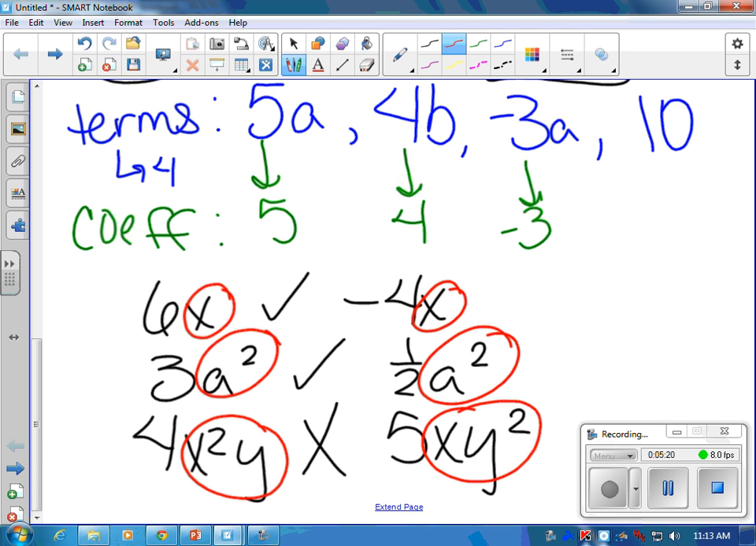So just remember, the variables and their exponents have to be the exact same to have like terms. That doesn't really come into play a whole lot yet, but it will later on.